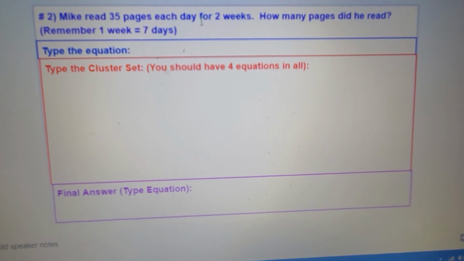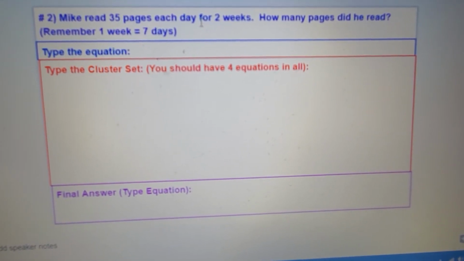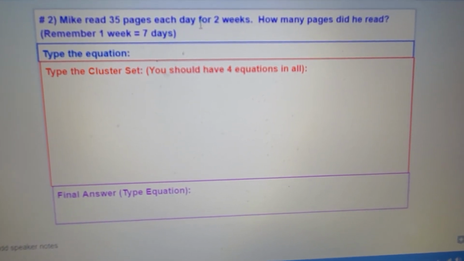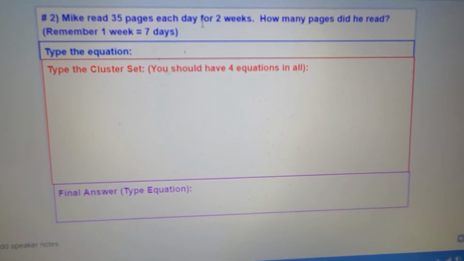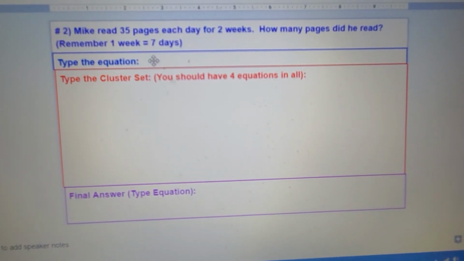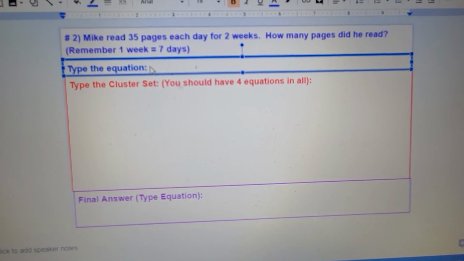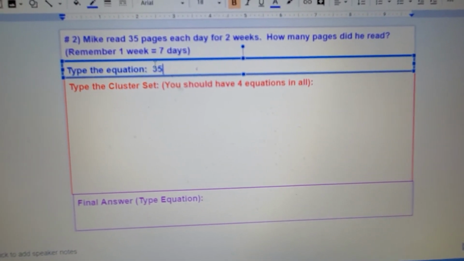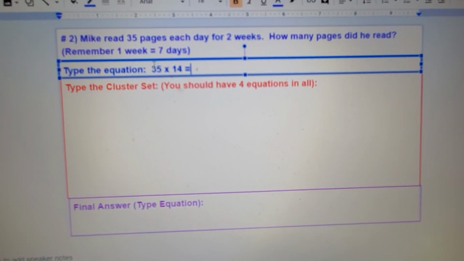It doesn't tell me how many days he read. Is it 35 times 2? He read each day. That's 2 weeks. Oh, remember, 1 week is 7 days. So 2 weeks must be 14 days. 7 times 2. So the equation is not 35 times 7 or 35 times 2. It's really 35 times 14. But it doesn't say 14 in there.